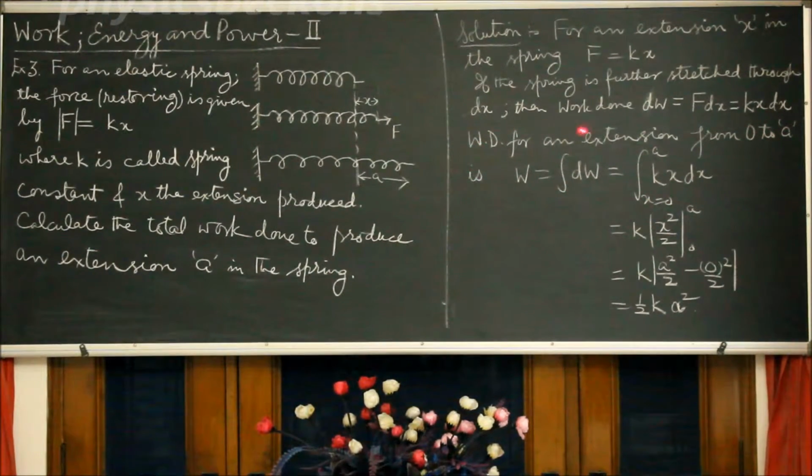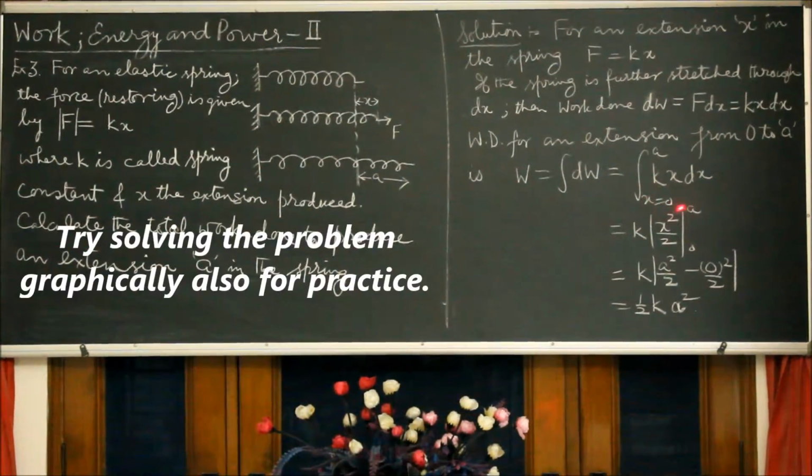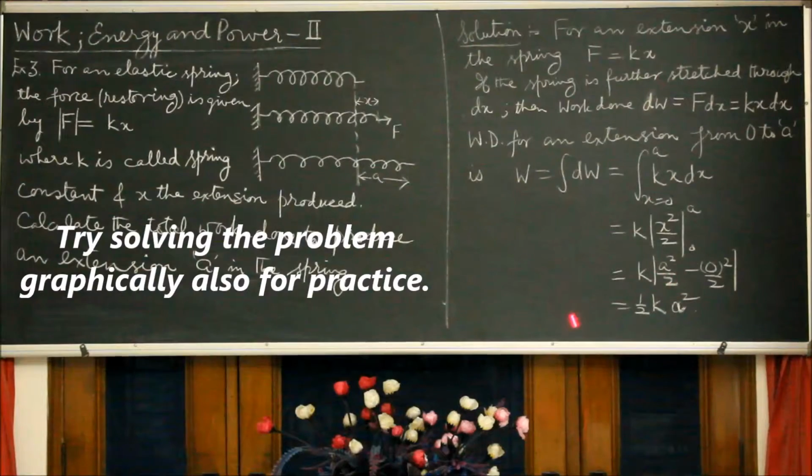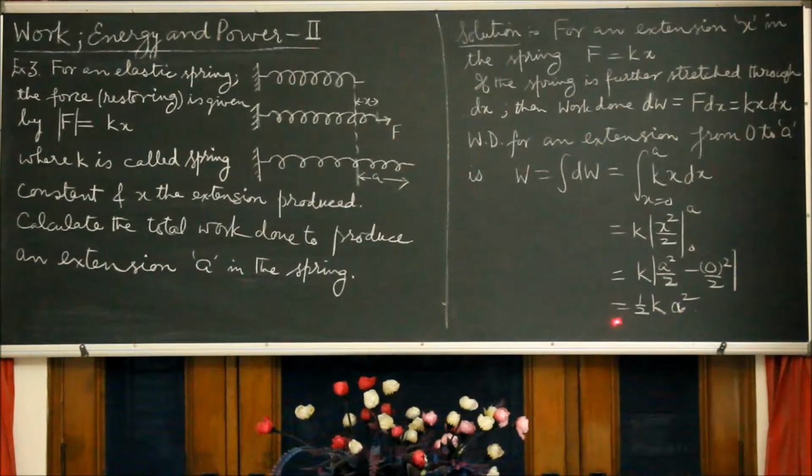So the total work done for an extension from 0 to A has to be calculated either graphically or by integration. Using the integration method here, we will get the total work W as integral dW or integral kx dx, with limits 0 to A. This is for an unextended spring, x equal to 0, to a maximum extension A. The integration leads you to this result, kx square by 2 with limits 0 to A, or substituting the limits, the total work comes out to be half ka square.